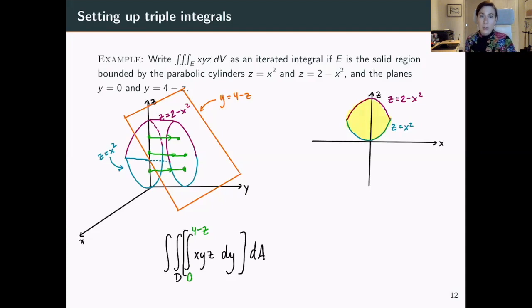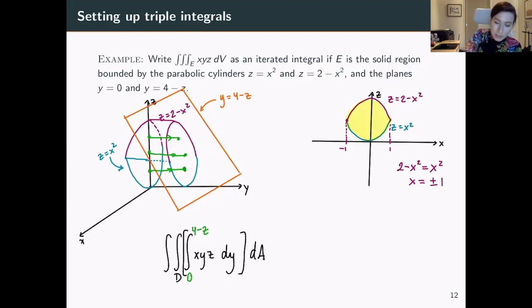Setting these two equations equal to each other, we'll end up having that 2 minus x squared equals x squared, which means that x is going to have to equal plus or minus 1. This gives us points of intersection, -1 and 1, that'll help us once again set up that integral.